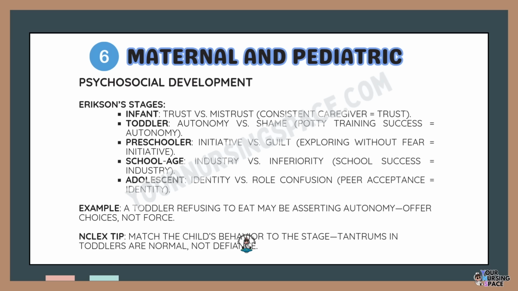Picture a 2-year-old refusing veggies. It's not rebellion, it's autonomy. Offer peas or carrots, not a fight. NCLEX loves this. Match the behavior to the stage. You'll see tantrums at 2 are just part of the deal.